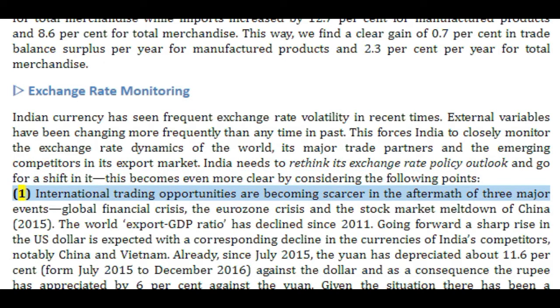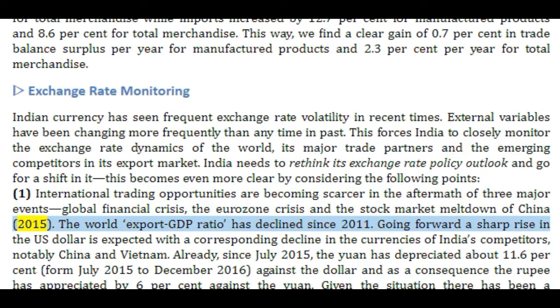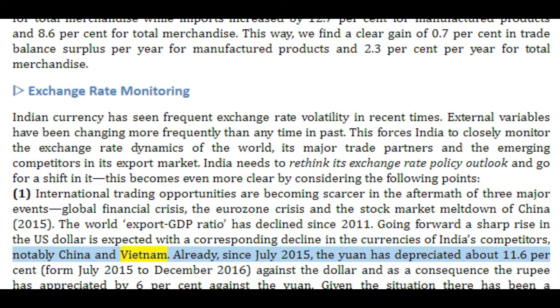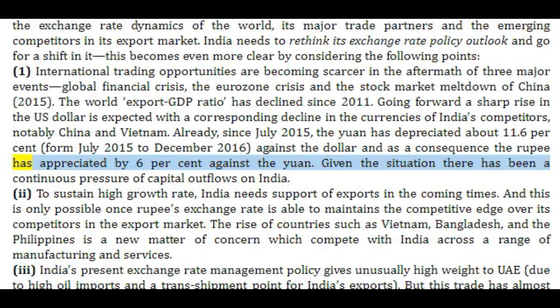1. International trading opportunities are becoming scarcer in the aftermath of 3 major events: global financial crisis, the Eurozone crisis, and the stock market meltdown of China, 2015. The world export GDP ratio has declined since 2011. Going forward, a sharp rise in the US dollar is expected, with a corresponding decline in the currencies of India's competitors, notably China and Vietnam. Already, since July 2015, the yuan has depreciated about 11.6% from July 2015 to December 2016 against the dollar, and as a consequence the rupee has appreciated by 6% against the yuan. Given the situation, there has been a continuous pressure of capital outflows on India.